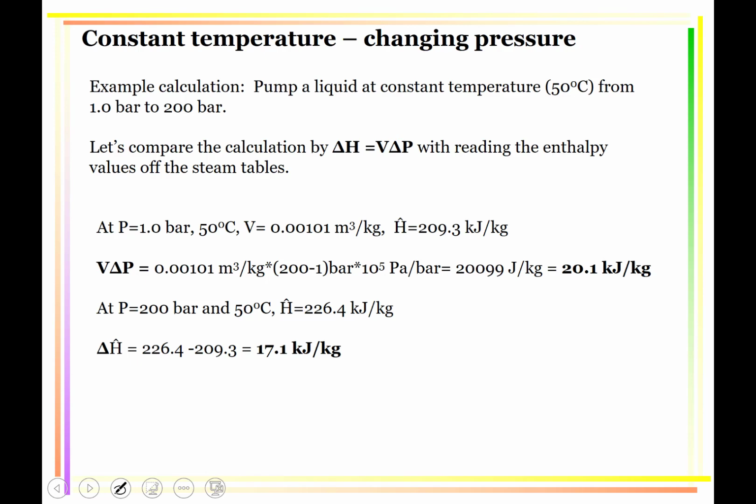So here's a calculation for us. We are going to pump a liquid at constant temperature, 50 degrees, from 1 bar to 200 bar. So let's compare the calculation using delta H equals V delta P and reading the enthalpy values off the steam tables.